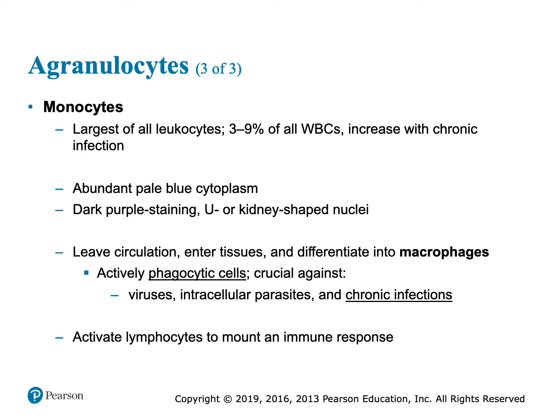Monocytes, these guys are huge. They make up 3 to 9% of our white blood cells, and you're going to find that you get a monocytosis, so an increase in monocytes, if you have a chronic infection, so an infection that you haven't been able to clear out.